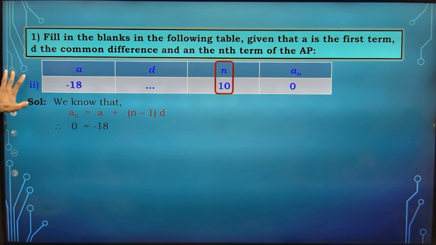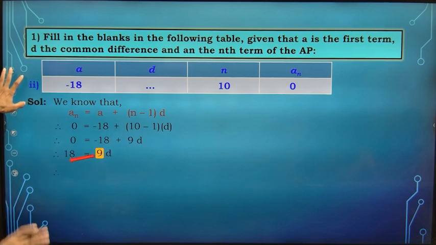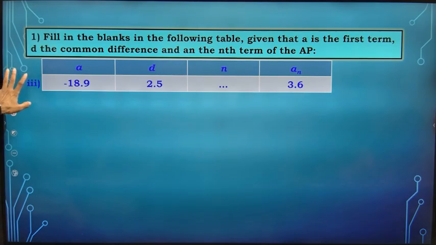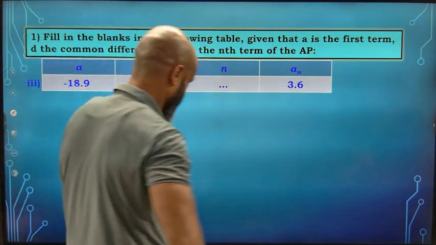Okay. So here we are just putting the values in the formula. So we will have d is equal to 2. Okay, find out this value. Quickly, everyone. Quick.